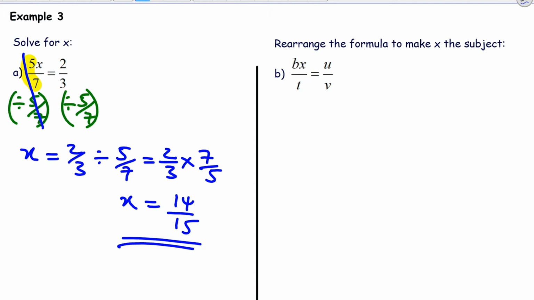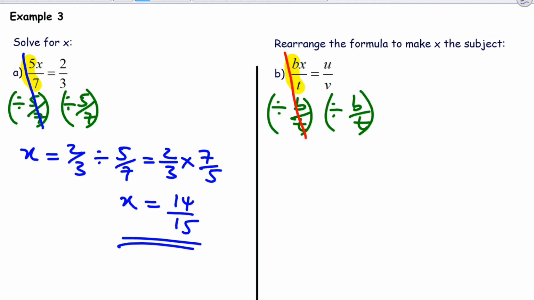We can apply the same process to the right. Again, by inspection, you can see that x is multiplied by b over t. So what we want to do is perform the inverse operation, which is the opposite of multiplying by b over t. So we can divide by b over t on the left and divide by b over t on the right. So b over t divided by b over t will be equal to 1, because you're dividing by itself.